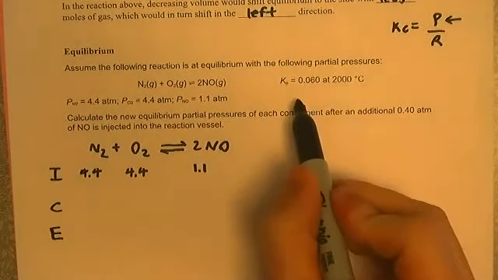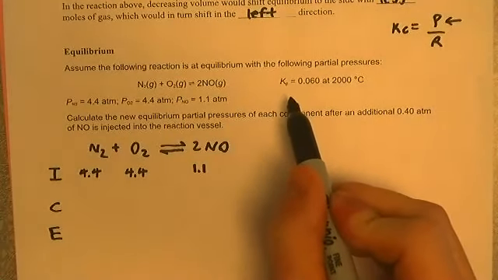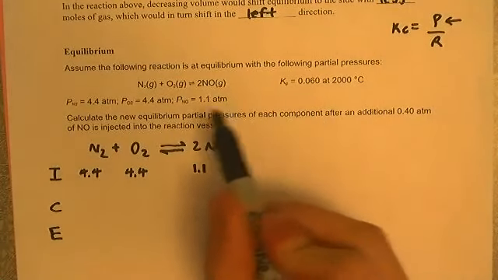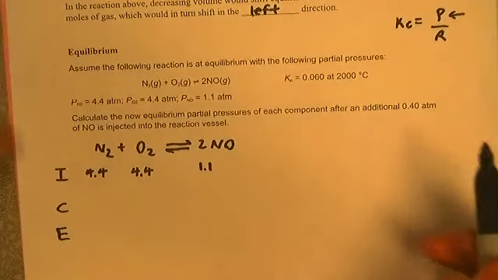I'm given a Kp, and we're given atm. That's good to go because Kp deals with pressures. Kc would be dealing with concentrations. In this case, we had partial pressures, so Kp would be correct. We don't have to convert anything right away.